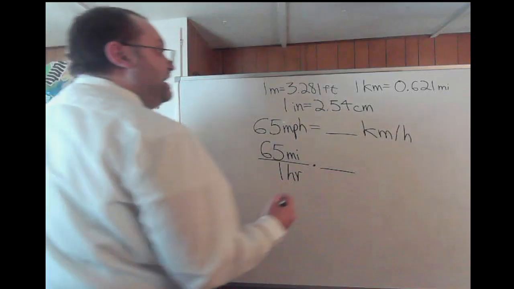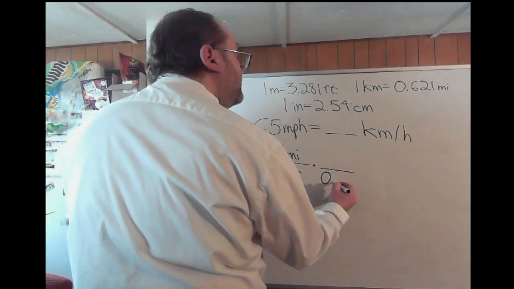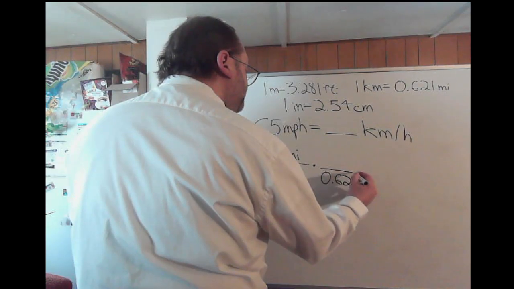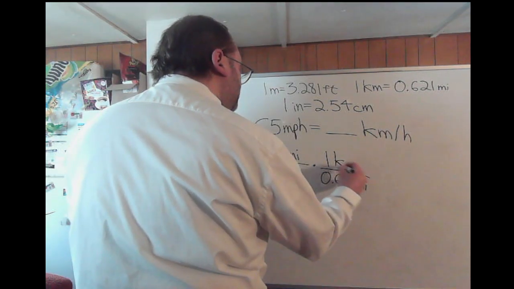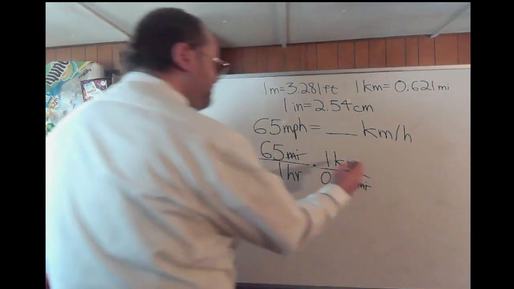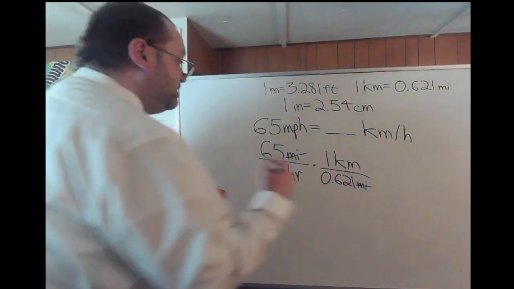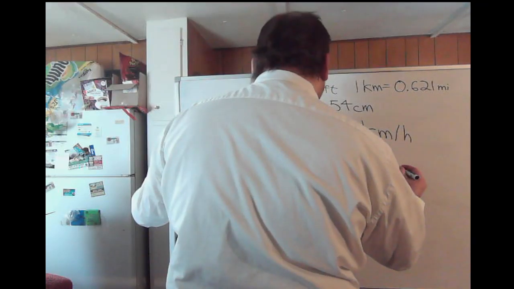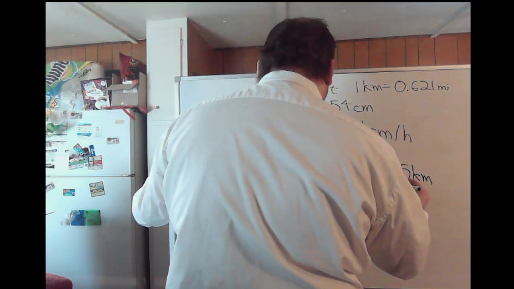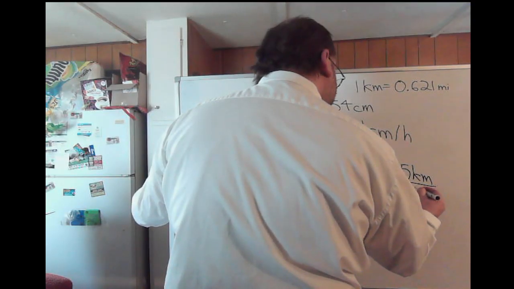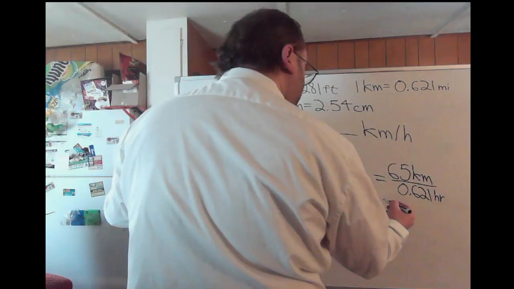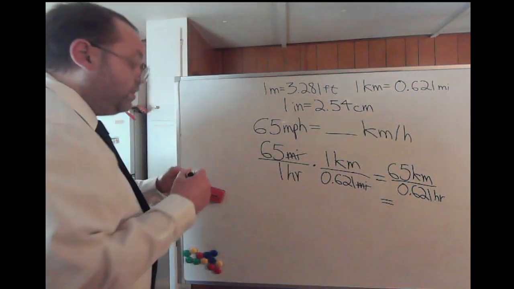We can use the fact that there are 0.621 miles in 1 kilometer. Now suddenly your miles cancel out. You're left with kilometers per hour. So that's going to be equal to 65 kilometers over 0.621 hours. Well, obviously we want to get this to kilometers per hour.